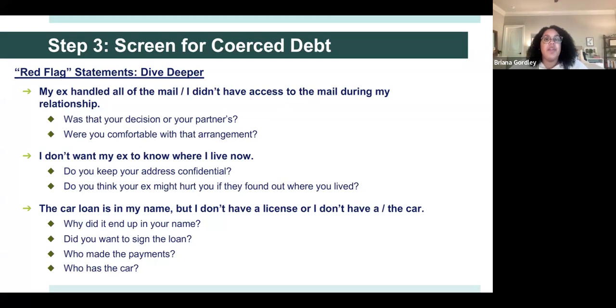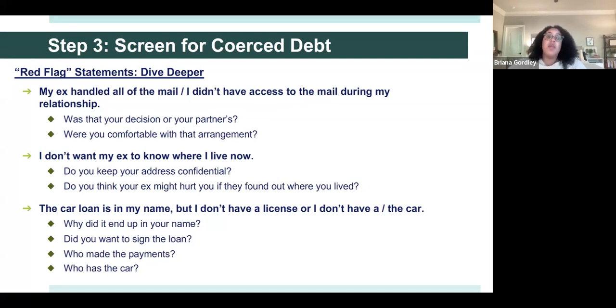As advocates, you know that you can't make assumptions about a survivor's relationship. You know that they've come to you because they are a victim of abuse, but there are some scenarios or experiences that may seem abusive and potentially may not be, which is why you want to ask, "Was that your decision or your partner's?" So if we hear a red flag statement such as "My ex handled all of the mail," maybe the survivor wanted that to be the case, and that's actually not a bad thing. "Were you comfortable with this arrangement?"